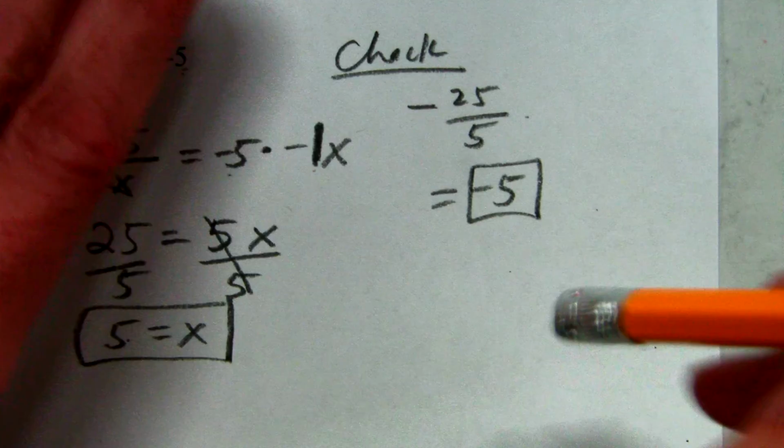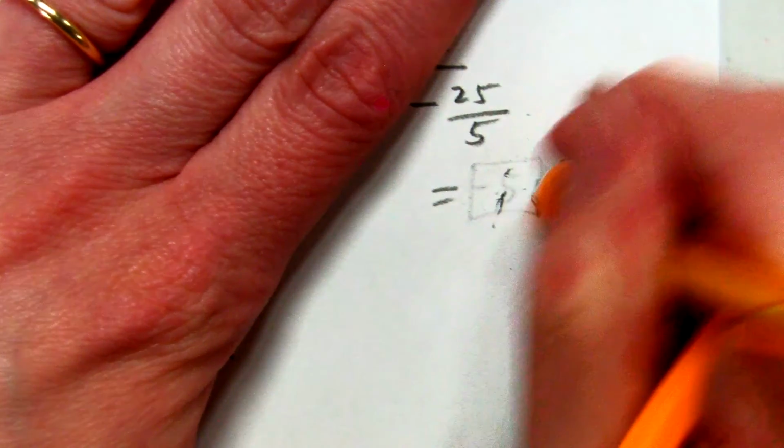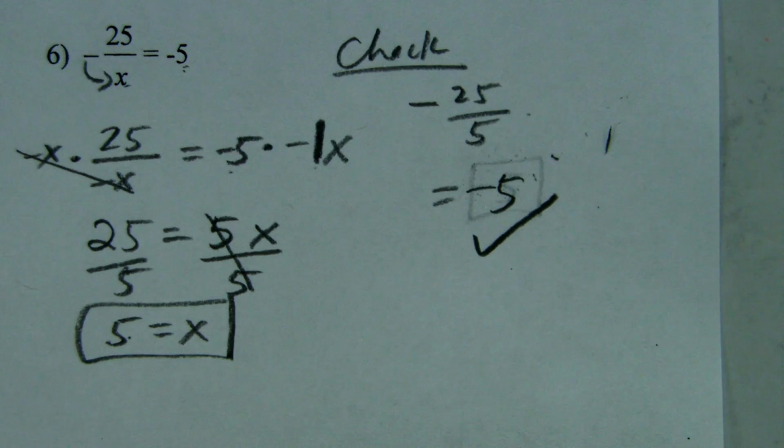Oh, and I guess I didn't mean to box that like it was an answer. I did that on the last one too. I just put negative 5 and then check it off that that works.